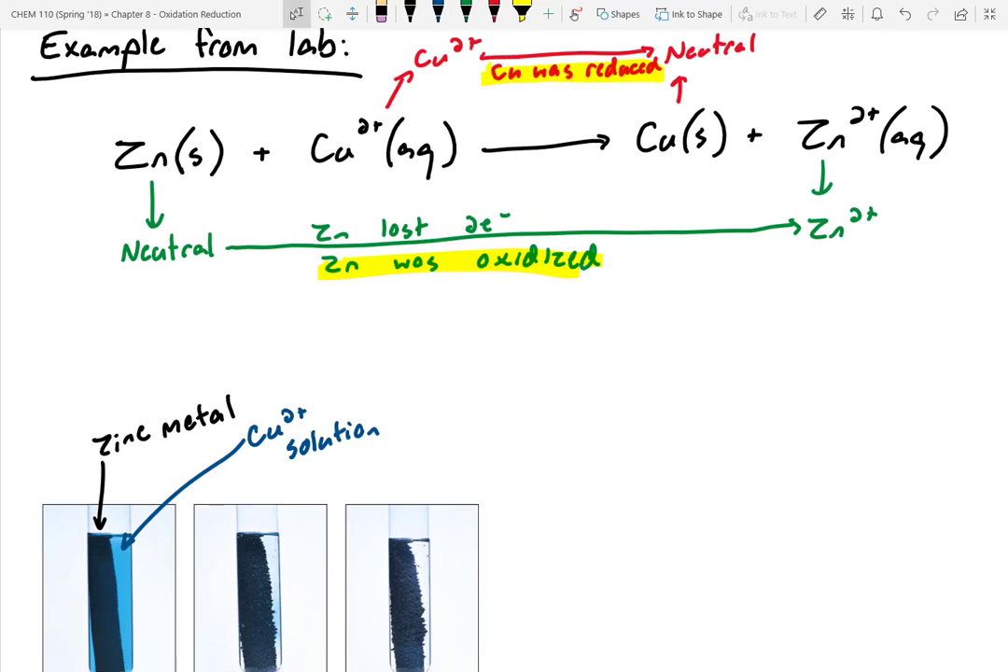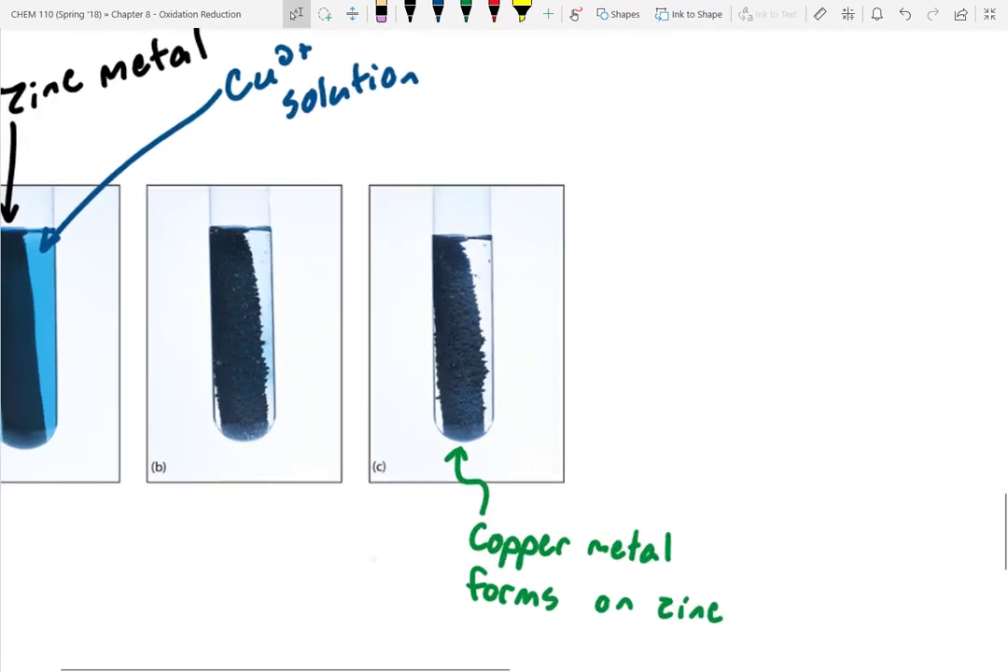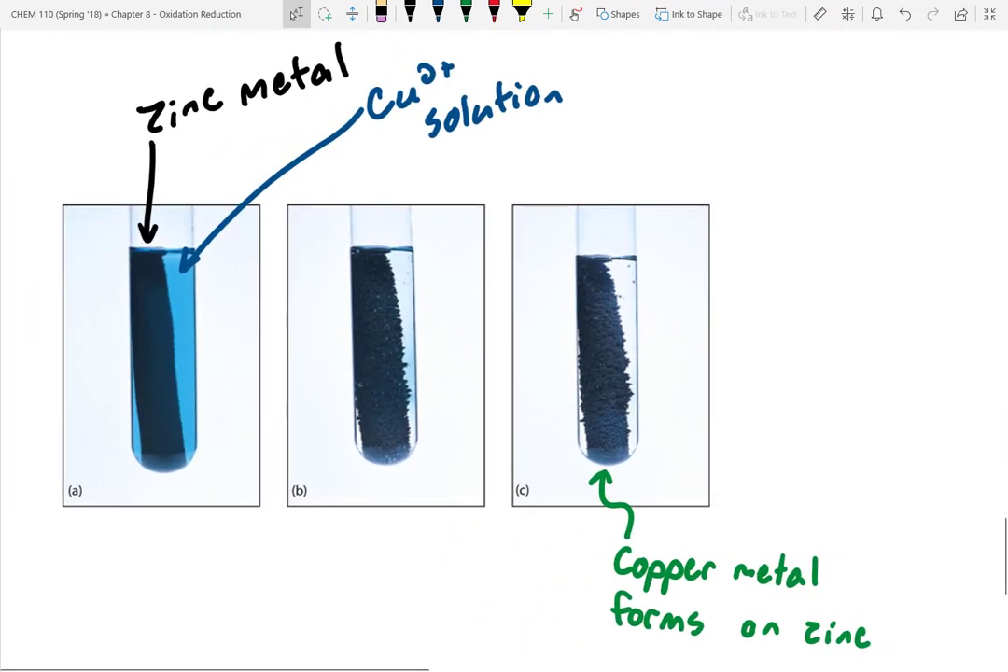The other thing you may notice too is the color of the solution. It started out a brilliant blue, almost like a royal blue, and over the span of the experiment, it got lighter and lighter and lighter, and eventually it would be colorless. Why is that? What do you think? Because the zinc is pulling the copper out of the solution and forming it on the zinc, which leaves the clear liquid.